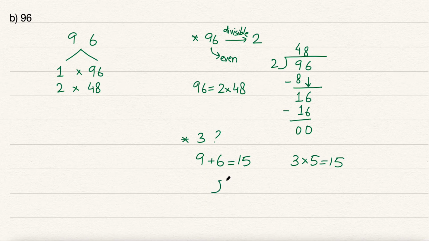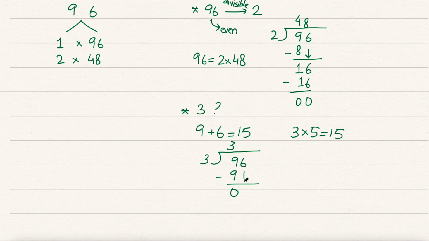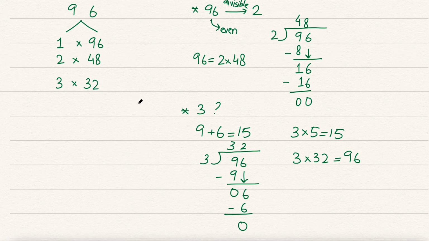Now find the factors of 96 by dividing it by 3. So 3 times 3 is 9. 9 minus 9 is 0. Let's scroll it a little bit. Now move 6 down. 3 times 2 is 6. Subtract the number. 6 minus 6 is 0. 3 times 32 is 96. We can list the factors here. 3 times 32 is 96.